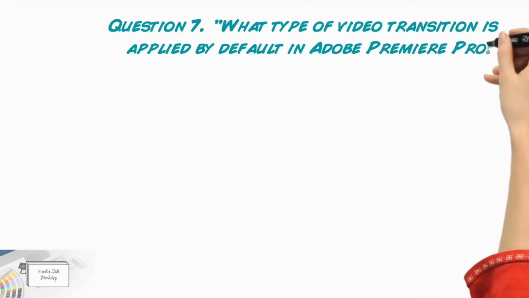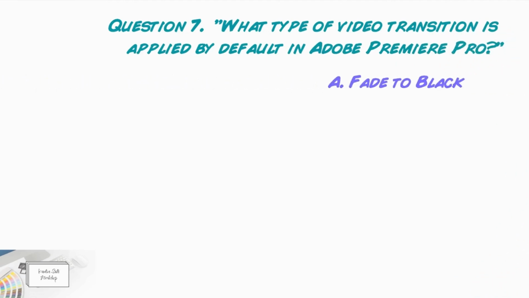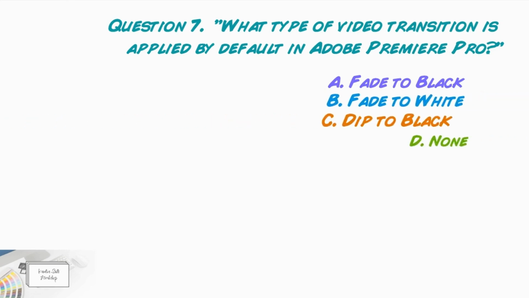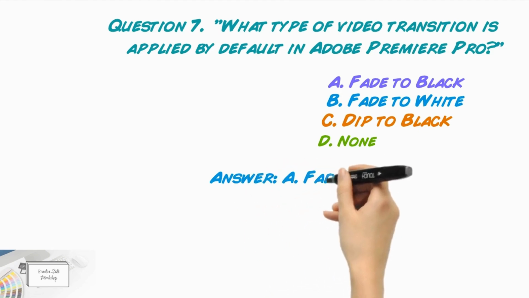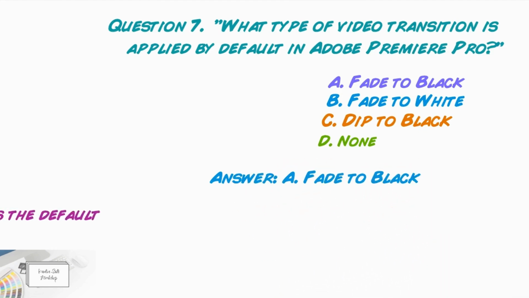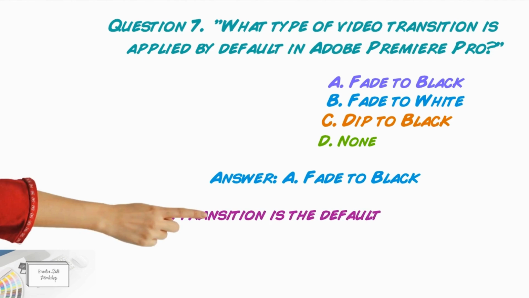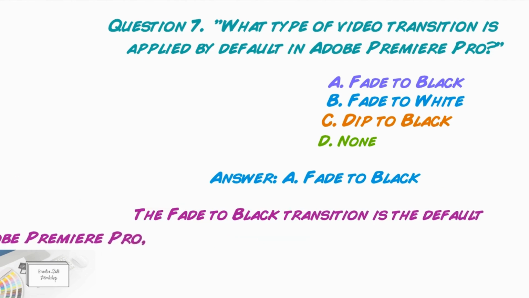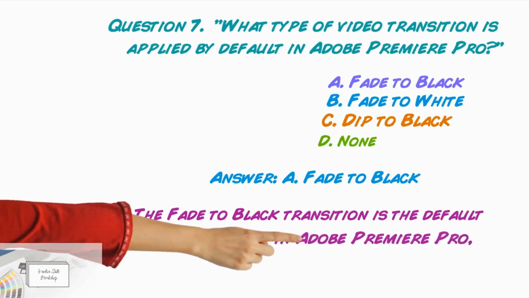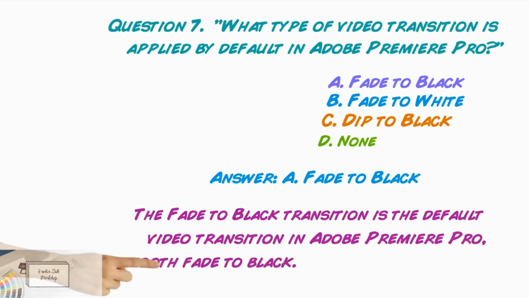Question 7. What type of video transition is applied by default in Adobe Premiere Pro? A. Fade to black. B. Fade to white. C. Dip to black. D. None. Answer: A. Fade to black. The fade to black transition is the default video transition in Adobe Premiere Pro, creating a smooth fade to black.